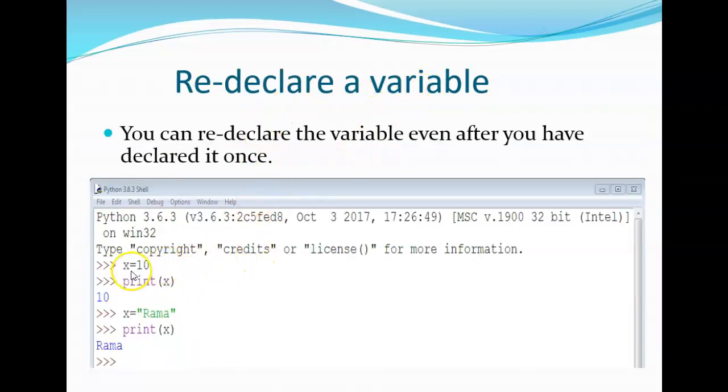Redeclare a variable. Here x is equal to 10 and we are getting the value 10, and we are redeclaring the same x with Rama. That means it contains some string over here. Very important point: the memory allocation for x here is completely different from the memory allocation for this variable. Though it looks the same x, the memory allocation is based on the data that we want to store in the corresponding variable.